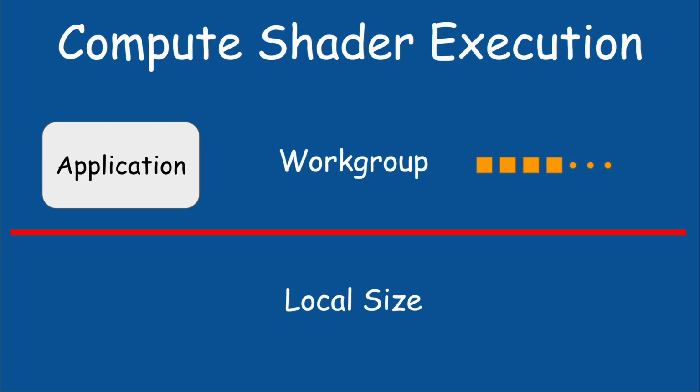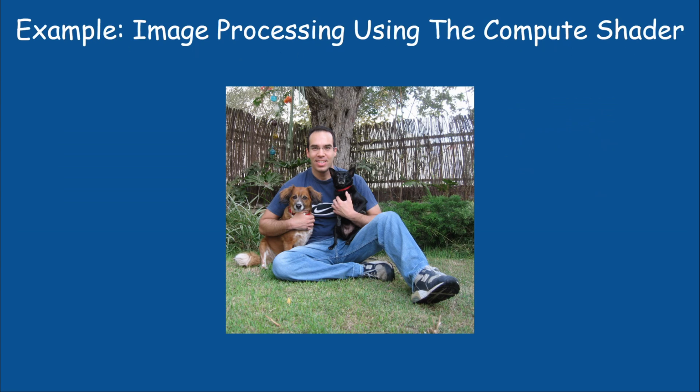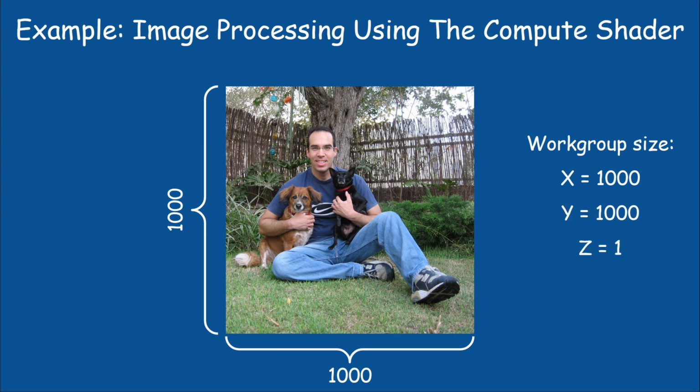So the application can execute one or more workgroups. To make it easier to map the number of workgroups to some concrete algorithm, the number of workgroups is actually organized as a three-dimensional space. For example, if you want to process an image with a width and height of 1000, you can set the workgroup size to be 1000 on the X, 1000 on the Y, and 1 on the Z.